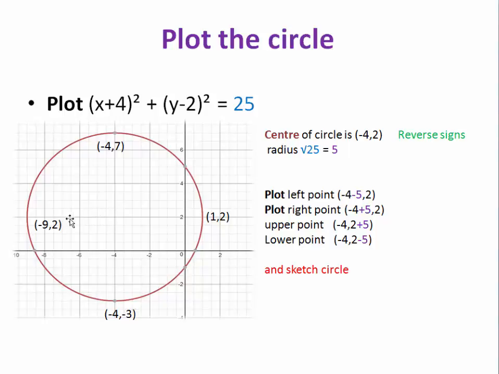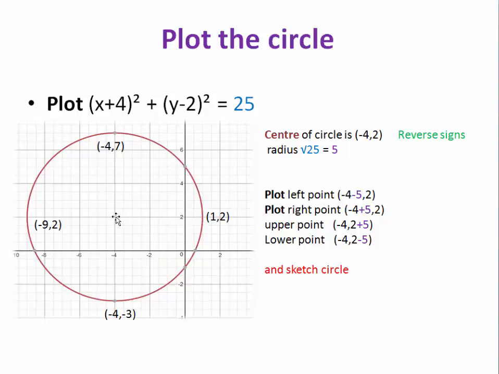Then we're going left to the leftmost point on the circle to plot it. And we're going in a negative direction, so we're going to minus the radius. So minus 4, minus 5, minus 9, and our y coordinate 2. Plot that. Go to the center of the circle, going right to the rightmost point on our circle to plot that. So that's minus 4 plus the radius plus 5, which is 1, and then our y coordinate is 2.